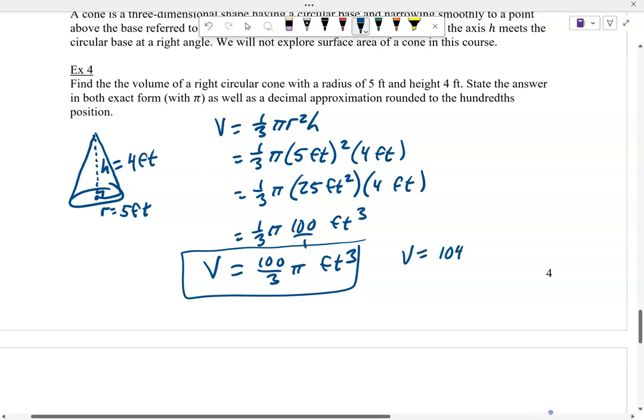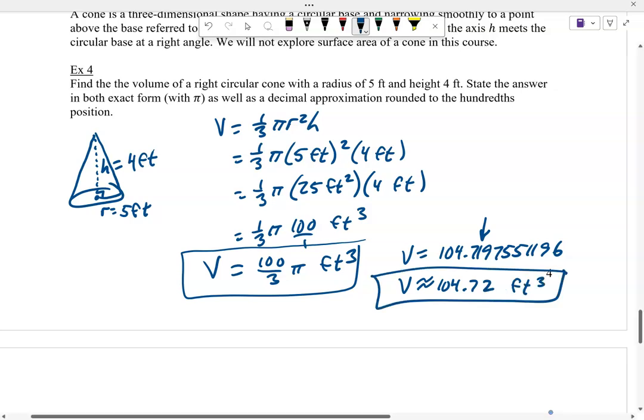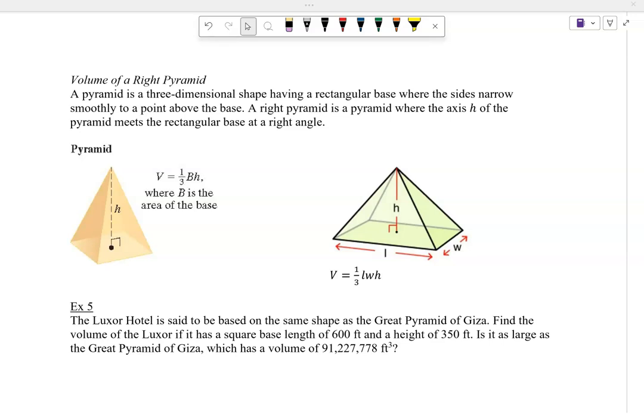So 104.71975511196. We're going to round to the hundredths position. That's the second one. So look at the 1 there. I go to the right of the 1, which is a 9, and that'll bump it up. 104.72 cubic feet.